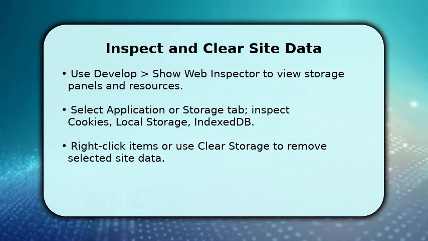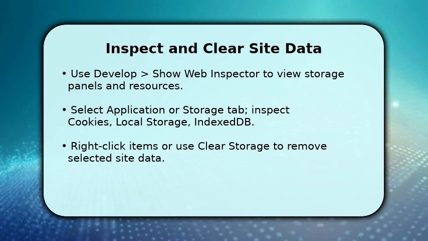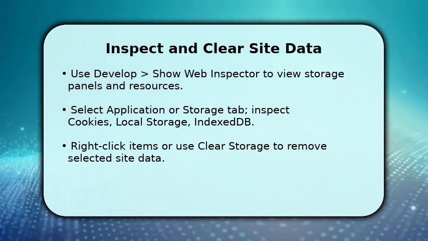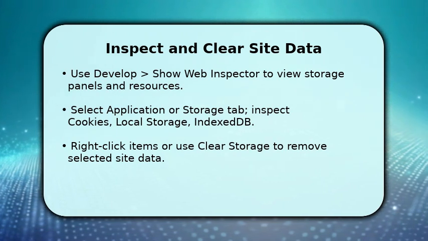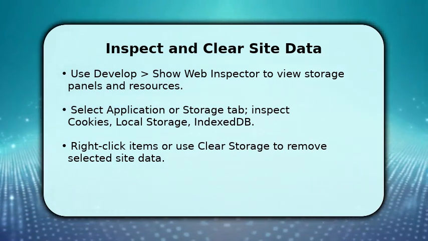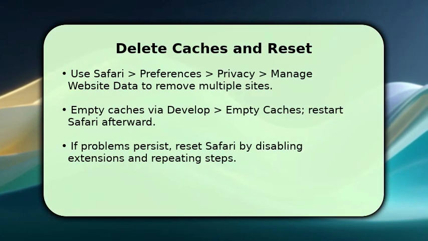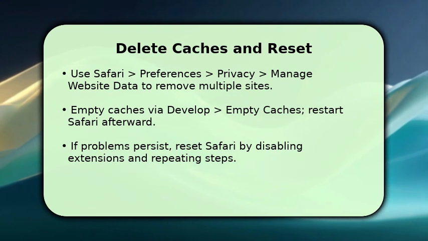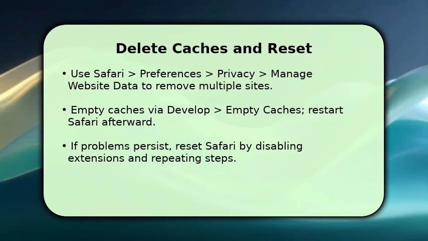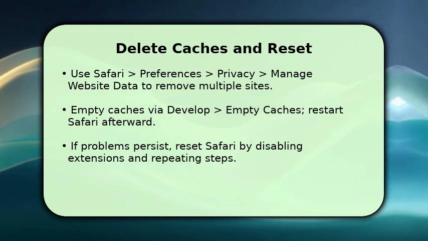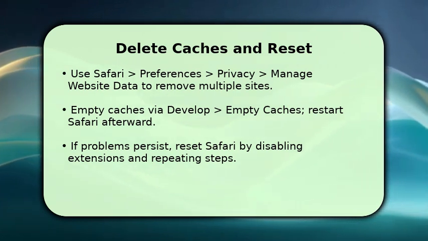Once you identify unwanted items, right-click individual entries or use the Clear Storage button to remove all site data for a specific origin. This targeted removal prevents problems. Finish by deleting caches and performing a controlled reset. Open Preferences Privacy, manage website data to remove multiple sites at once and confirm deletion. Then use Develop Empty Caches to clear HTTP cache. Once done, restart Safari so cleanup takes effect.